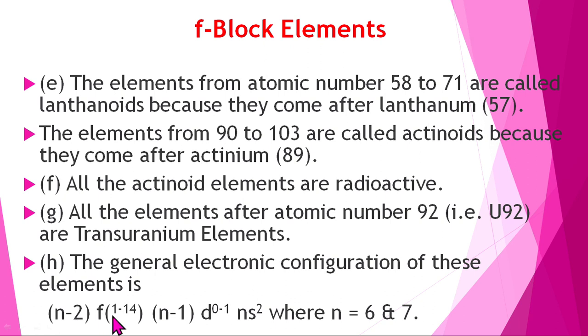(n-2)f1 to 14. What does it mean? The last shell is n, the second last shell (n-1) d is also incomplete, and the third last shell (n-2) has f1 to 14, where n can be only 6 and 7. So when the outermost shell is 6 or 7, only then can there be F block elements. And those elements which come after uranium are also called trans-uranium elements.